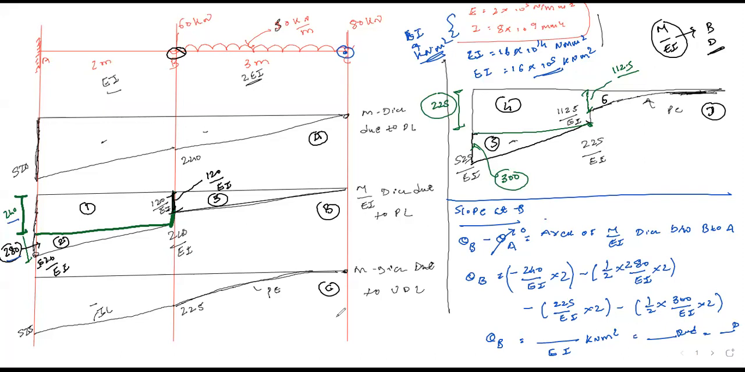Yes, see to it. That means can I say that I need to consider all the areas? Will all areas have to be considered? Yes or no? And keep in mind this area is parabolic. Don't make a mistake. So its area will be 1/3 into 112.5 divided by EI into 3. Keep in mind, don't make a mistake here.